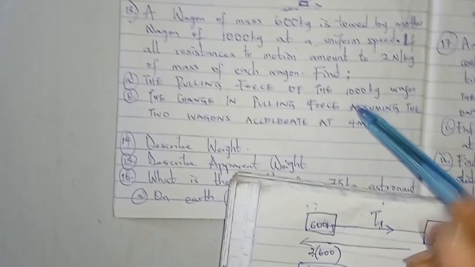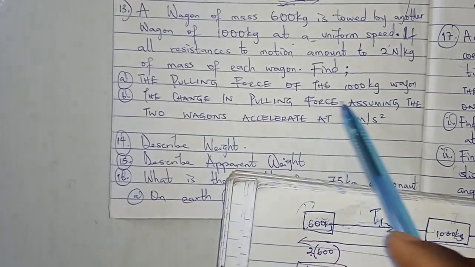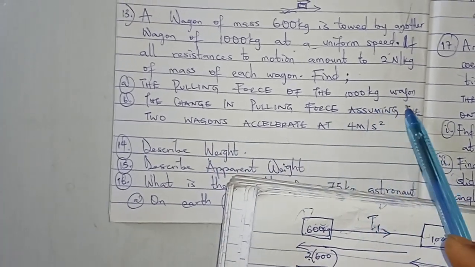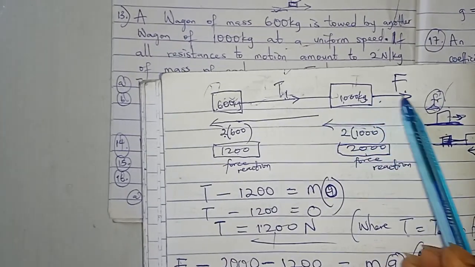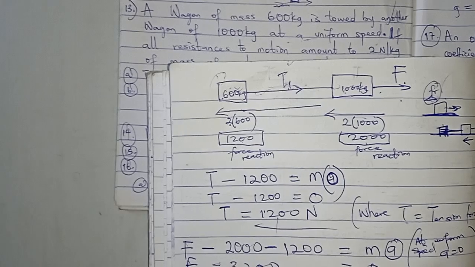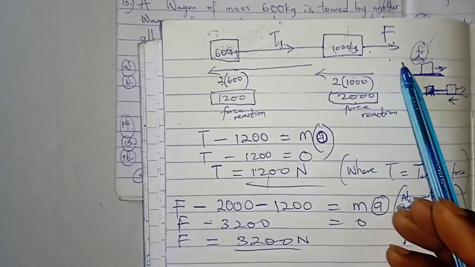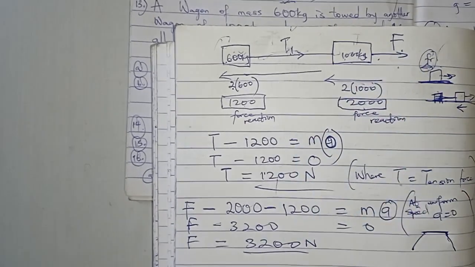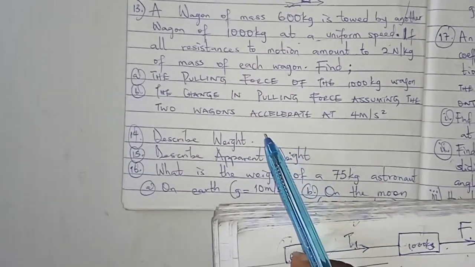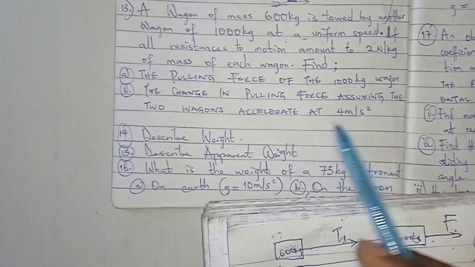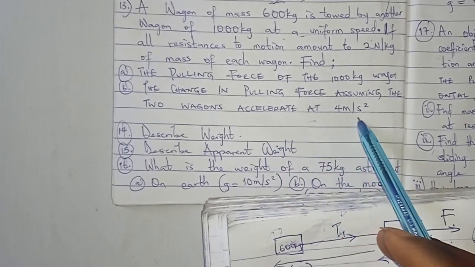Okay. Now remember they asked us the pulling force of the 1000 kg wagon. So the pulling force of the 1000 kg wagon, which is this force, is 3200. Now they ask us the change in pulling force, assuming the two wagons accelerate at 4 meters per second square.